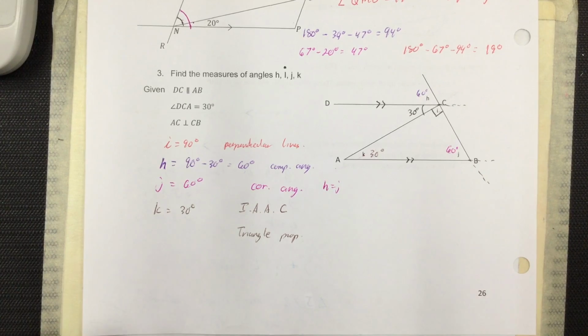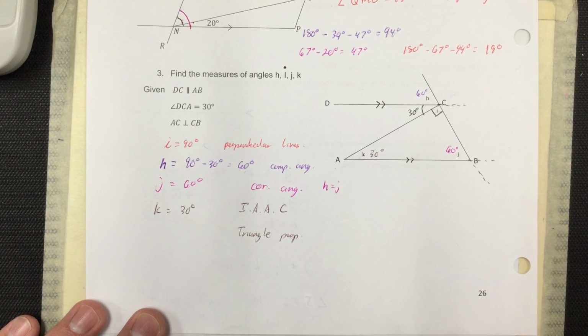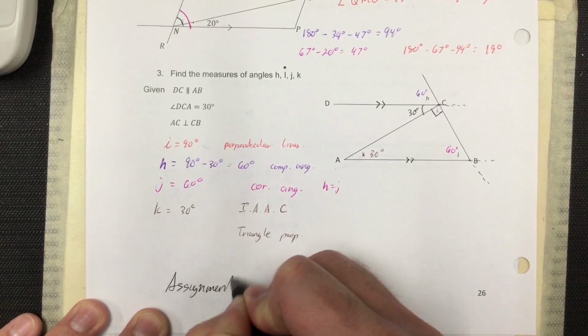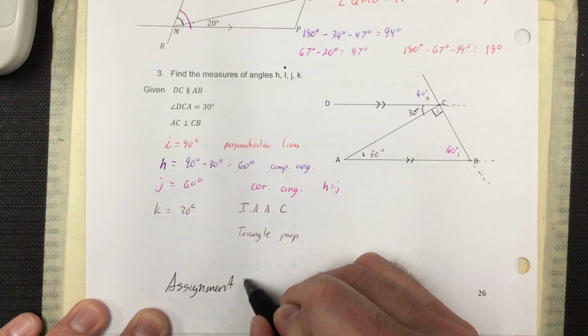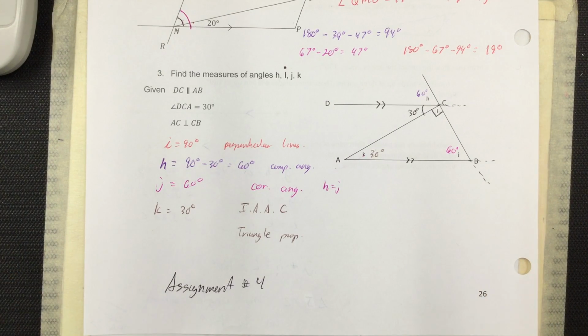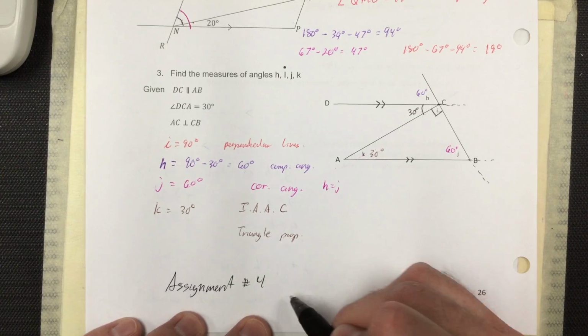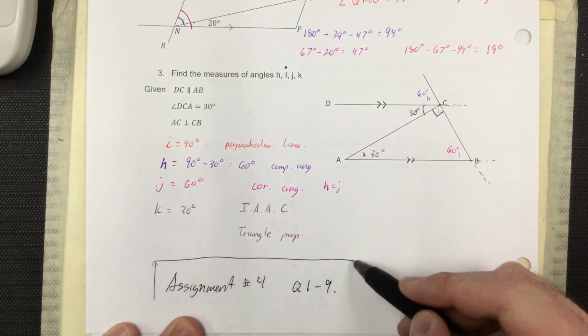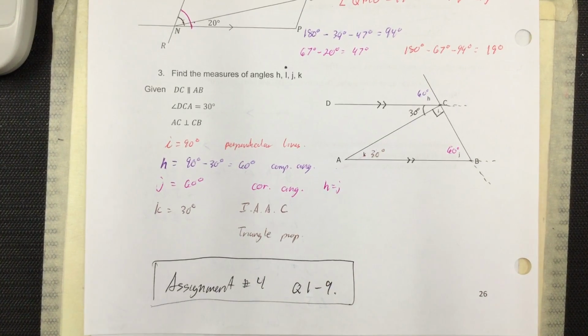So those are the notes on angles. And your assignment in all of this here is number 4, and it'll be all the questions. Questions 1 to 9 is your assignment. Now these are on angles, triangles, and proving as well. Make sure you show your proofs.